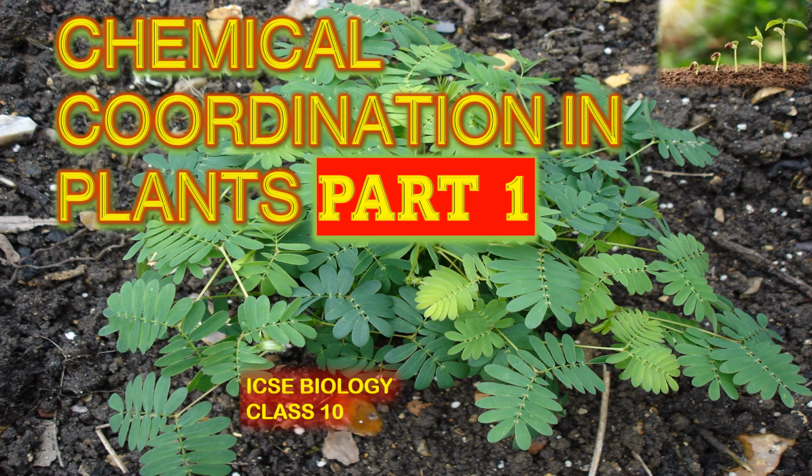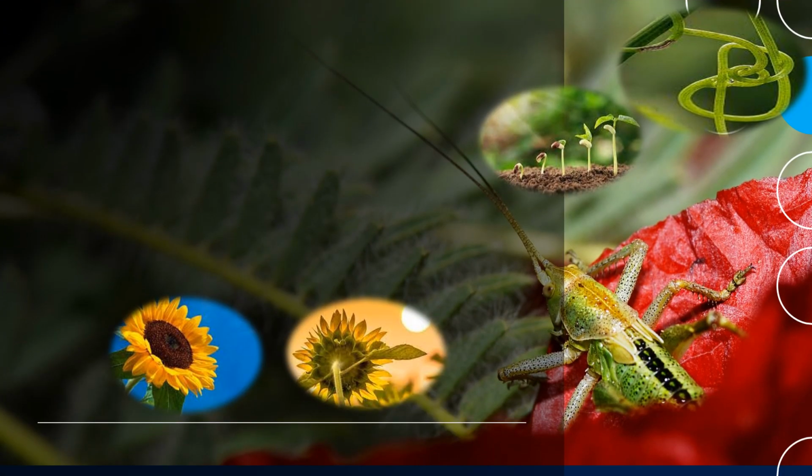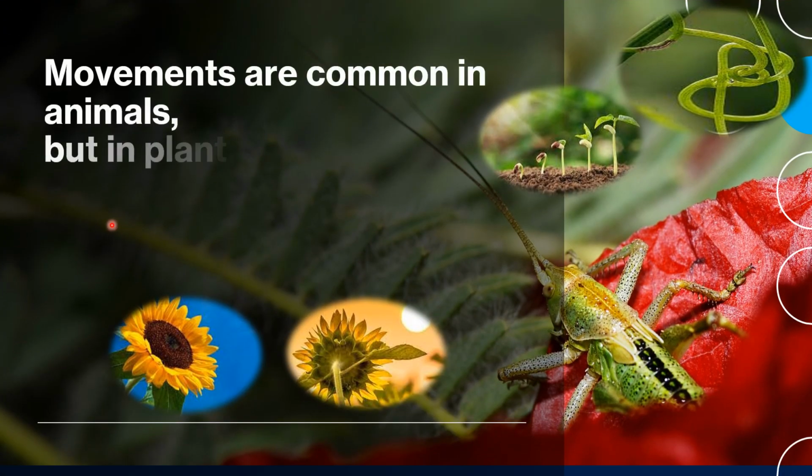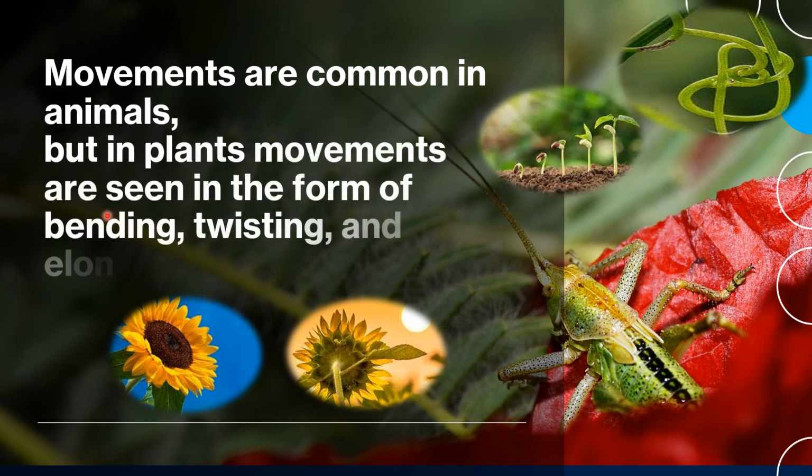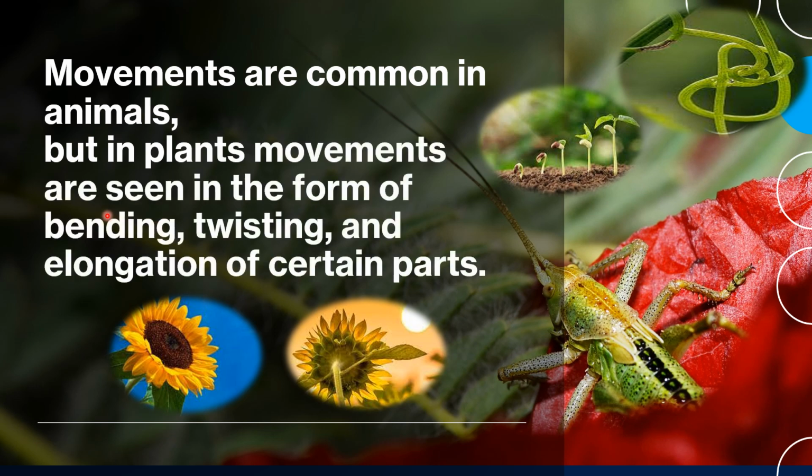Today we are starting a new chapter, Chemical Coordination in Plants, Part 1. Movements are common in animals, but in plants, movements are seen in the form of bending, twisting, and elongation of certain parts. Here you can see different types of plant movements.